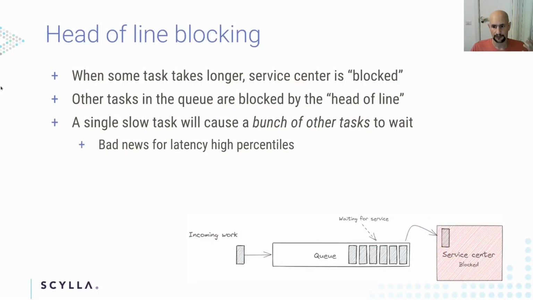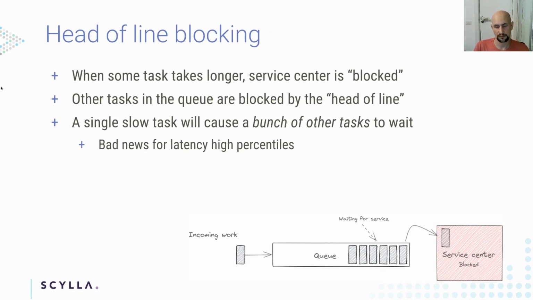And the problem is that we have something called head of line blocking. Different tasks take different times to complete. It's not uniform by any means, and one task might be larger than other ones, or maybe at a certain point the service center is going to experience something like a garbage collection, or maybe talks to some backend that has non-uniform latency. Let's say the database you hit has a bad P99, whatever, doesn't matter.